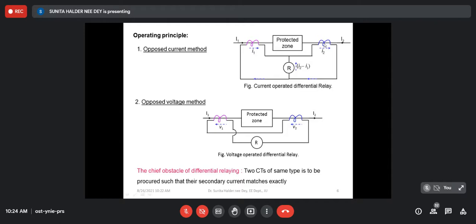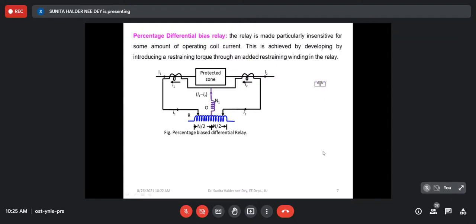So this CT matching is a very difficult issue, because CT is made by a manufacturer, and even for the same rating of CT, the magnetization characteristics cannot be exactly the same for two CTs, because this is a natural phenomenon. So we have to overcome that. It is required to overcome that. For that reason, there is the percentage differential overcurrent relay or percentage differential bias relay.